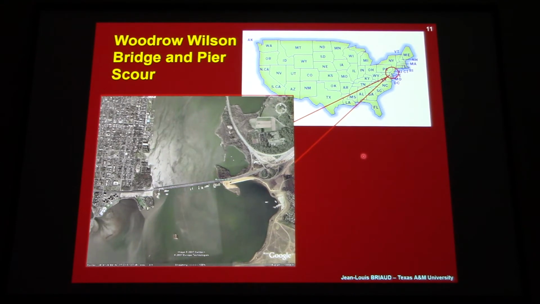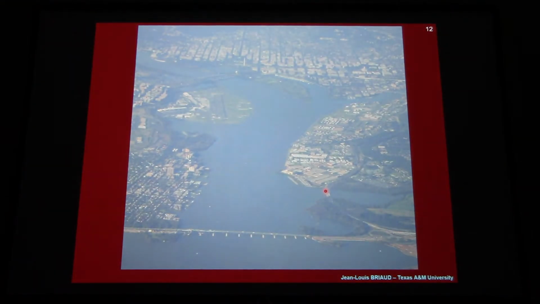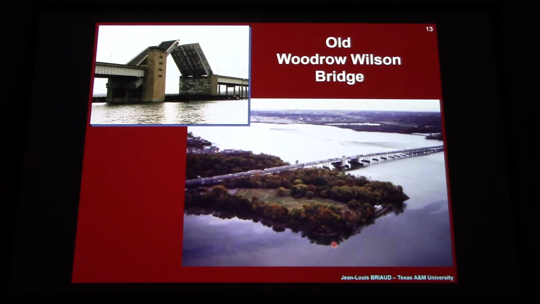All right, so let me take you to Washington, D.C. This is the Woodrow Wilson Bridge, the old one, and we are right here in Washington, D.C. I took this picture as I was landing at Reagan Airport. You see the Washington Monument here, the Capitol here, the White House here, and here is the Woodrow Wilson Bridge. This is the old bridge. It's a bascule bridge to let the ships go by.